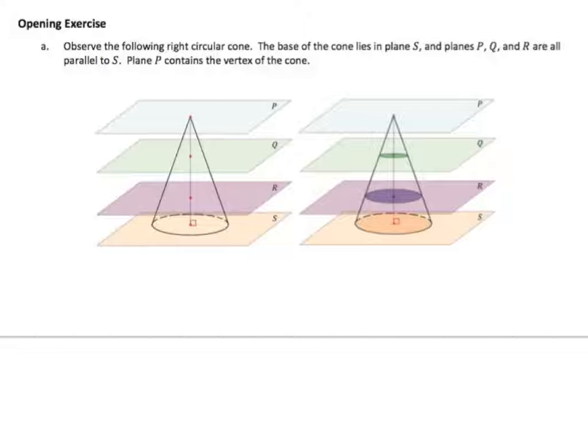You have this in your classwork. I'm moving on to the next slide so we can talk about it. I'll point out really quick that plane R slices it at a disc. So I've got a disc here because it's a solid figure. Here I've got another disc and a point, and then the base is a disc.